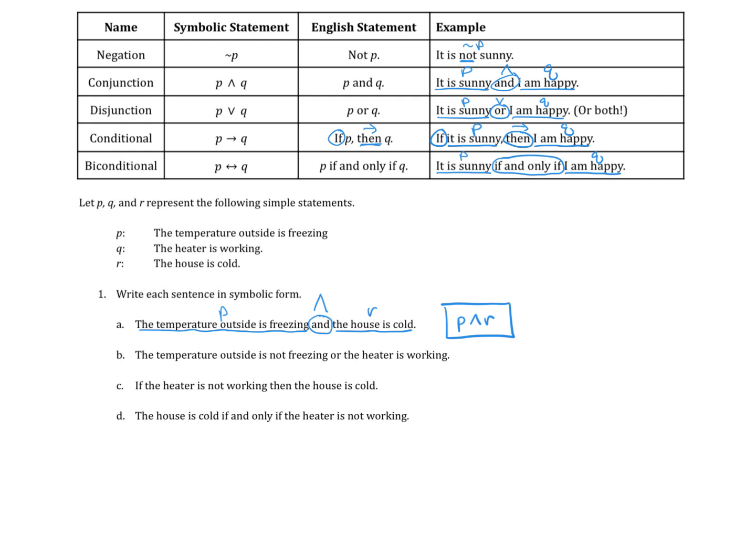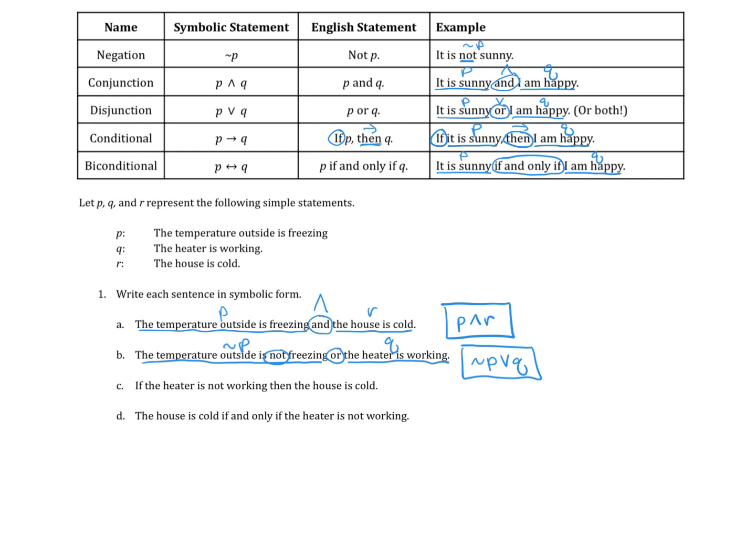The next one, the temperature outside is not freezing or the heater is working. The temperature outside is not freezing is not P. And the heater is working is Q. So we get not P, the symbol for or is like a capital V, and the heater is working was Q.